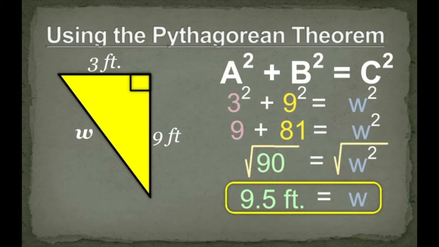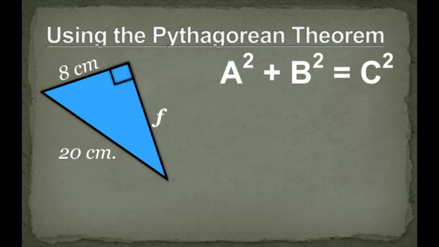Whenever you try to find the square root of a non-perfect square, you're going to get a decimal that goes on and on. So for the most part, we're going to be rounding to the nearest tenth, but make sure you read the question for whatever your teacher asks you. If they ask you to round your answer to the nearest tenth, then round to the nearest tenth. If they ask you to round to the nearest hundredth, round to the nearest hundredth. But what we're focusing on now is how to find the missing side. So what we're saying is W equals 9.5 feet. What we're saying is that the hypotenuse here is 9.5 feet.